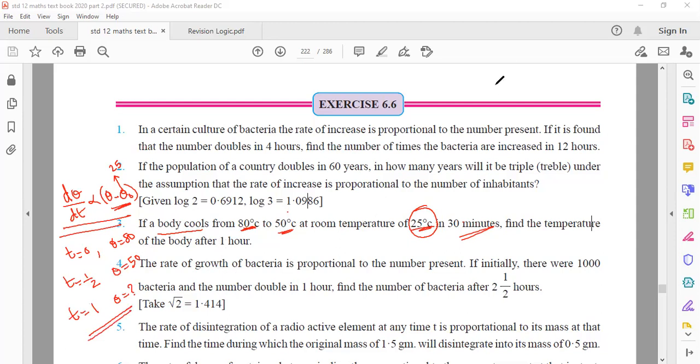Yes or no? Yes, sir. Okay, then start writing the solution.